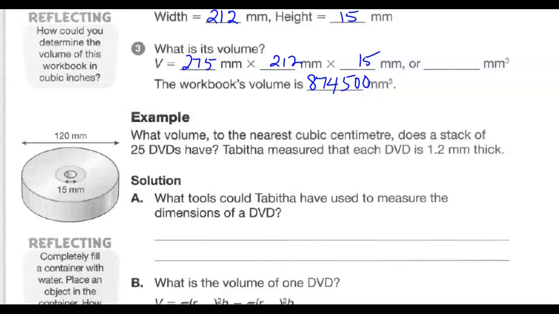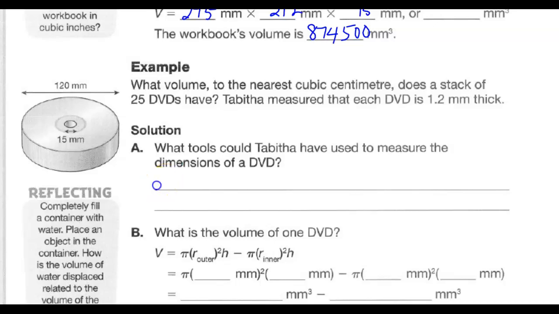Okay, the next one, it's a stack of DVDs. Not that you guys use DVDs that much anymore, but especially for computer programs and stuff like that, we used to buy them in a big stack. It says, what volume to the nearest cubic centimeter does a stack of 25 DVDs have? Tabitha measured each DVD as 1.2 millimeters thick. So what tools could Tabitha have used to measure the dimensions of a DVD?